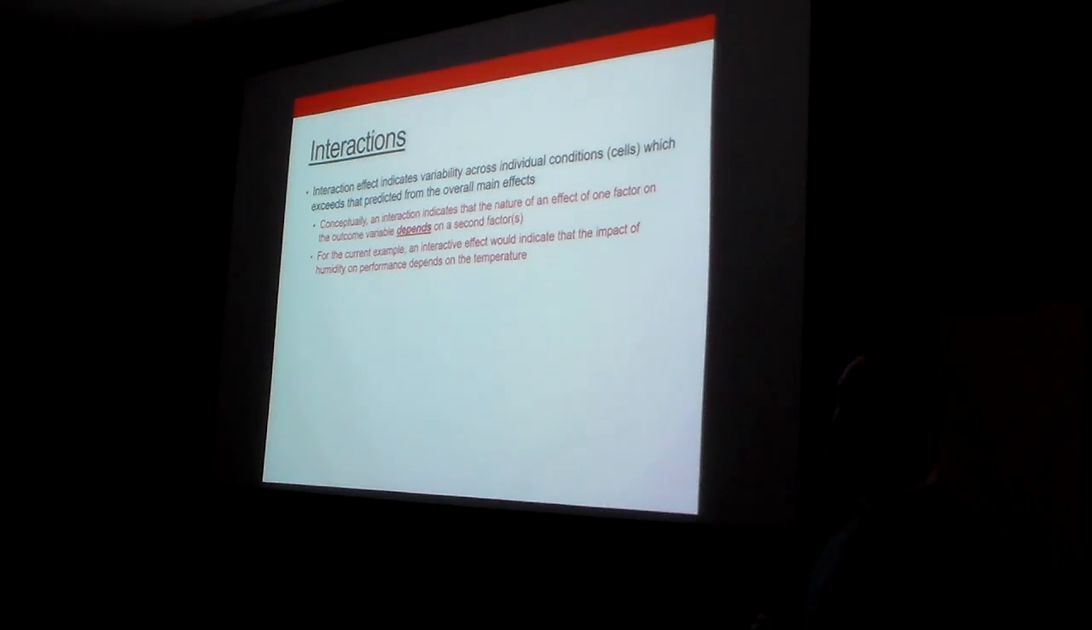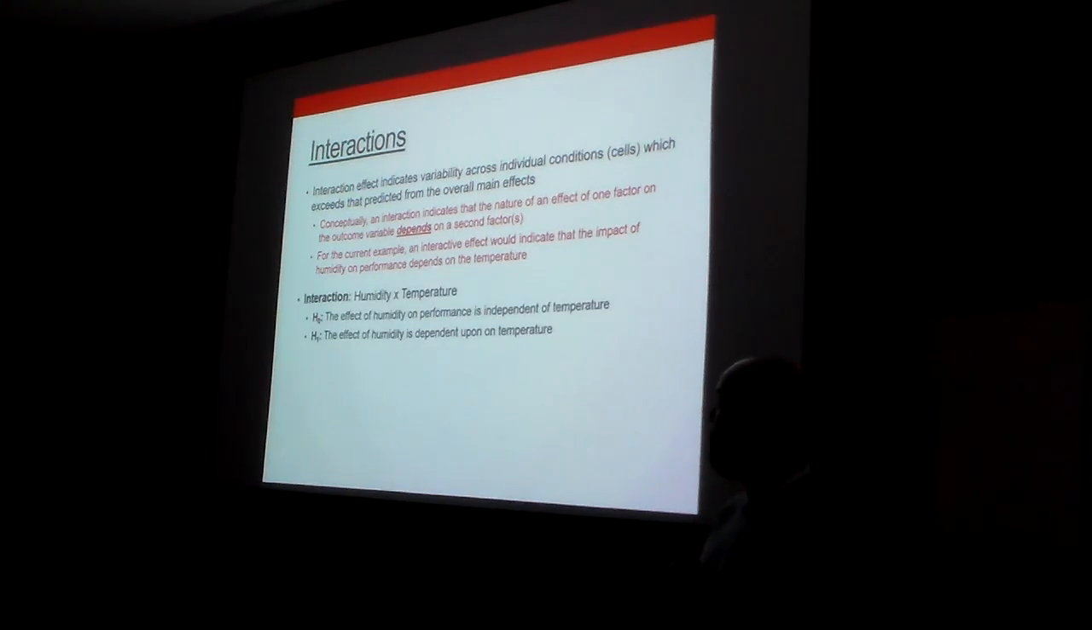And so for this example that we've been working with, an interactive effect would suggest that the impact of humidity on performance depends on the temperature. You say, what's the impact of humidity on performance? Well, how hot are we talking about? What's the temperature? If I know that, then I can tell you, but otherwise the effect of humidity on performance changes depending on what type of temperature we're talking about. Conversely, we can say the impact of temperature on performance depends on what level of humidity we're talking about. We're going back and forth here. We need to know both of these things in order to make a specific conclusion.